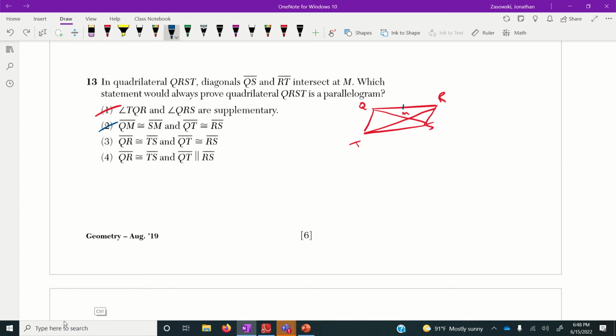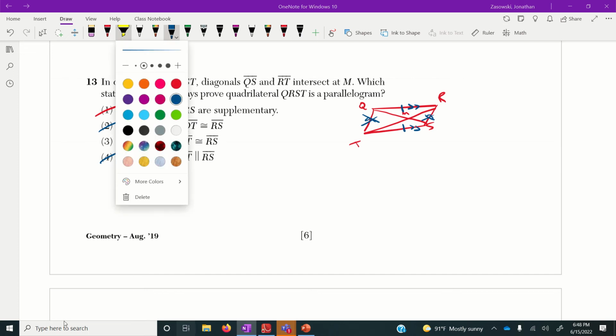Once again, if you're labeling for yourself, we have QR and TS equal. We would need these two sides to be parallel, but it gives you the other two sides. So it's not one set parallel and one side congruent. It's the same set equal and the same set congruent. So that one's also going to be out. So choice 3 is going to be our answer.